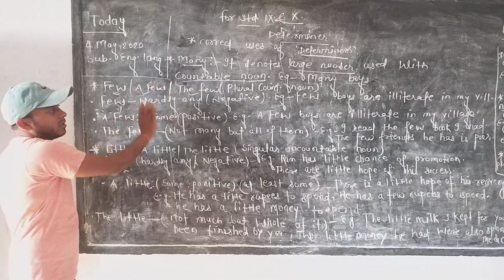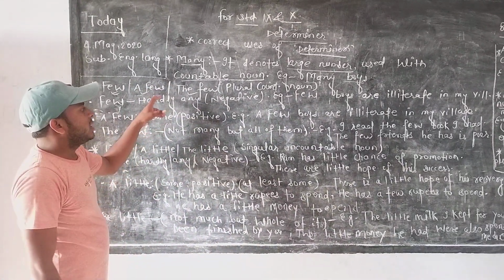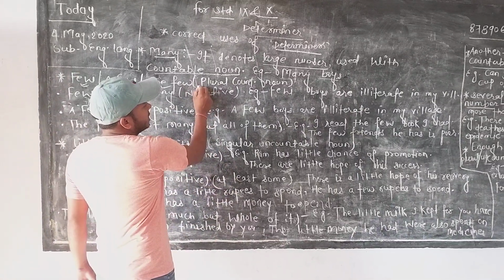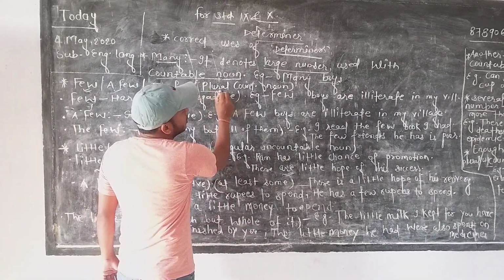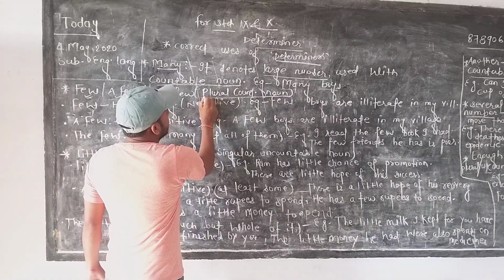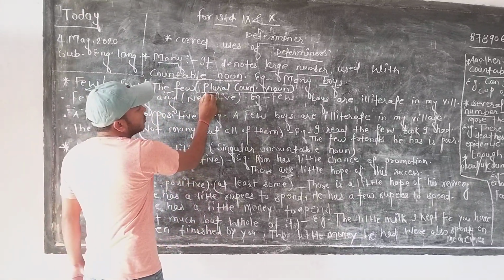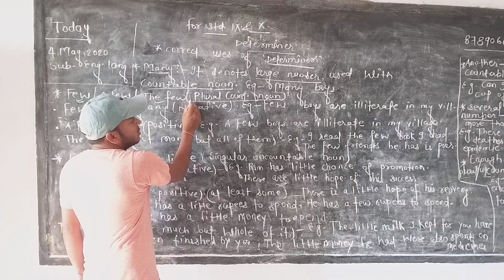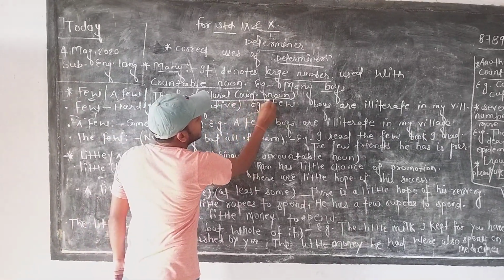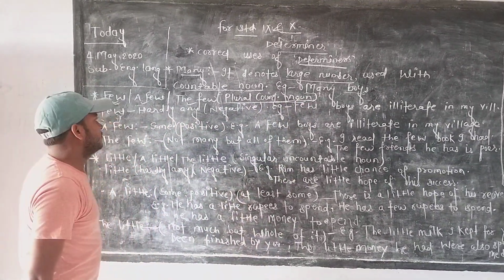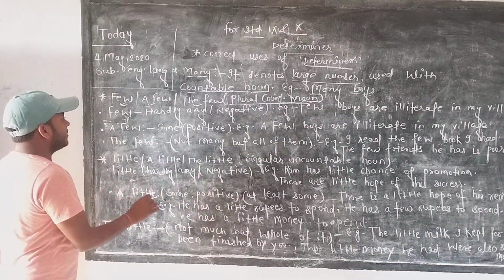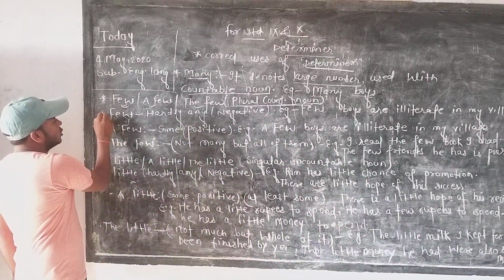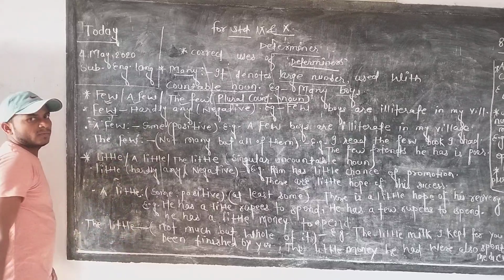Actually, there are three determiners. I want to tell you that they are always used with plural countable nouns. It means few, a few, the few: these are the three determiners that are always used with plural countable nouns. And first we are going to study about few.